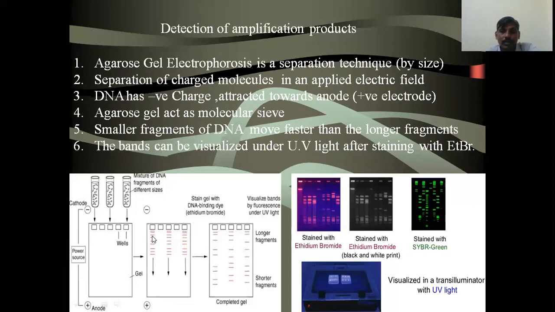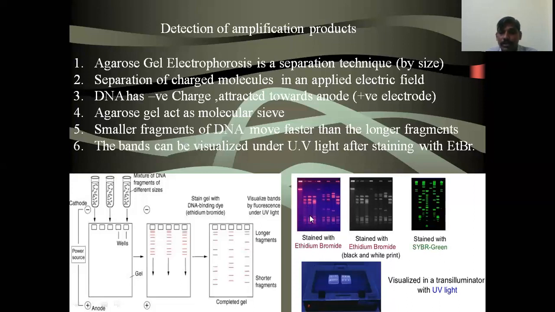So the longer fragments settle earlier, and the smaller fragments move faster than the longer ones and reach the positive electrode. The DNA bands are visualized with the help of a staining process. After completion of the gel electrophoresis, after separation of the strands, we stain with ethidium bromide or SYBR green compound, and we can visualize the DNA bands under the transilluminator with UV light, nearly 230 to 280 nanometer band.